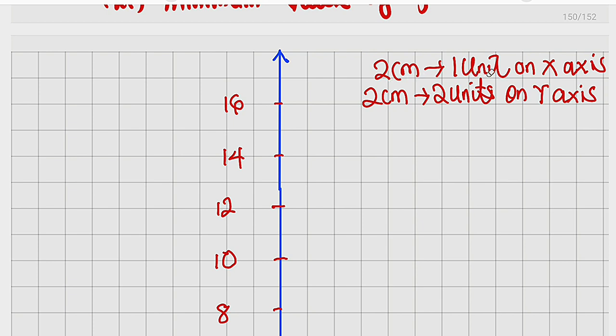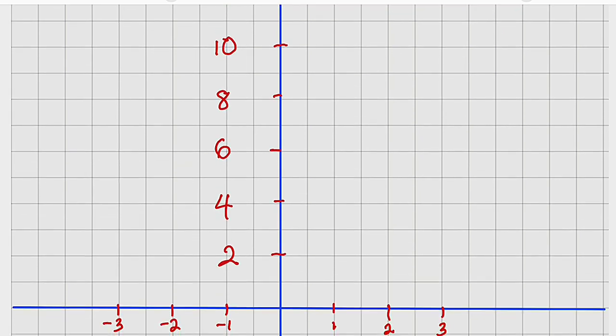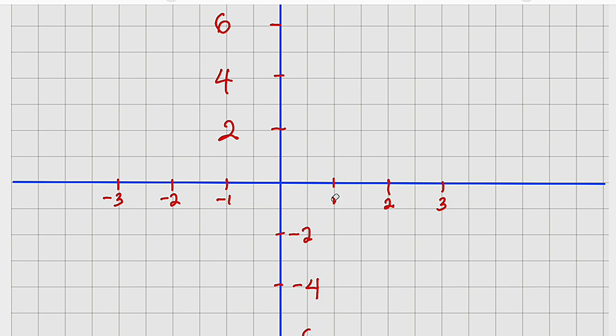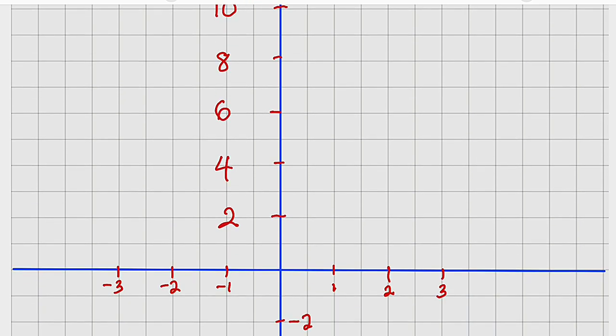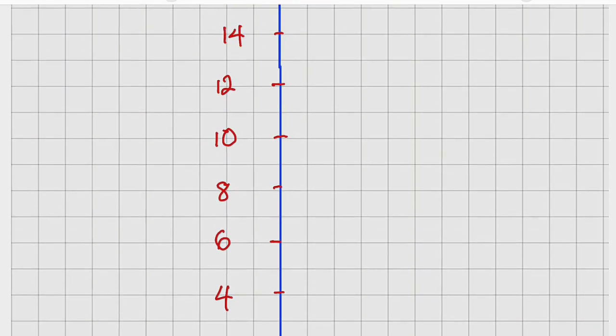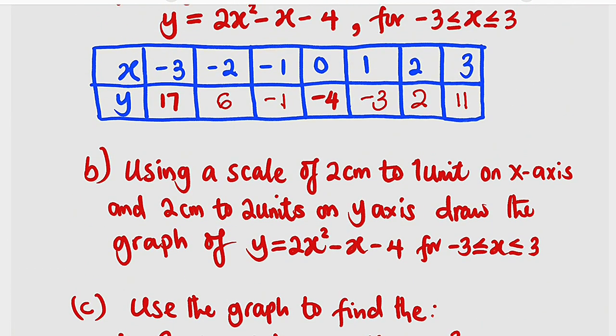2 centimeters to 1 unit on x-axis. You can see 2 centimeters here, 1 centimeter, 2 centimeter. I have 1 unit, 1, 2, 2 units, 1, 2. So every 2 centimeters you should place 1 unit. But on y-axis, they say every 2 centimeters you should place 2 units. So you see 1, 2, 2 units. 1, 2, additional 2 units, that's 4, and so on. So after doing this, all you have to do is to start plotting.